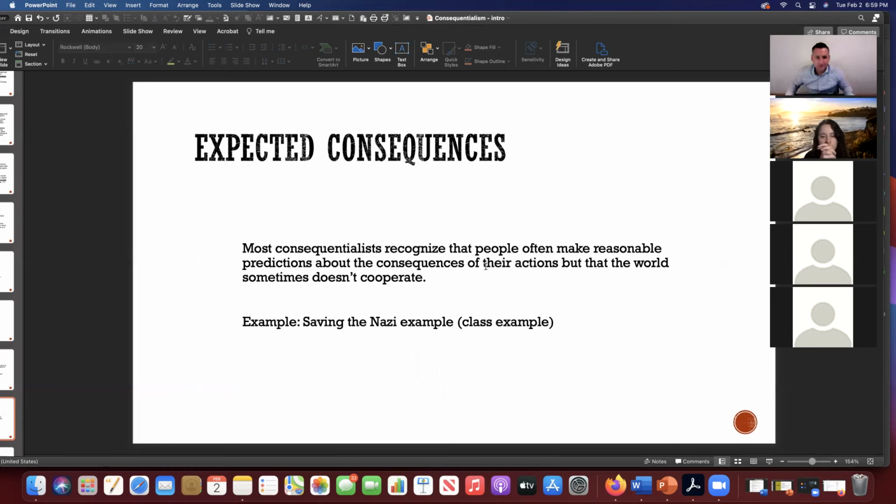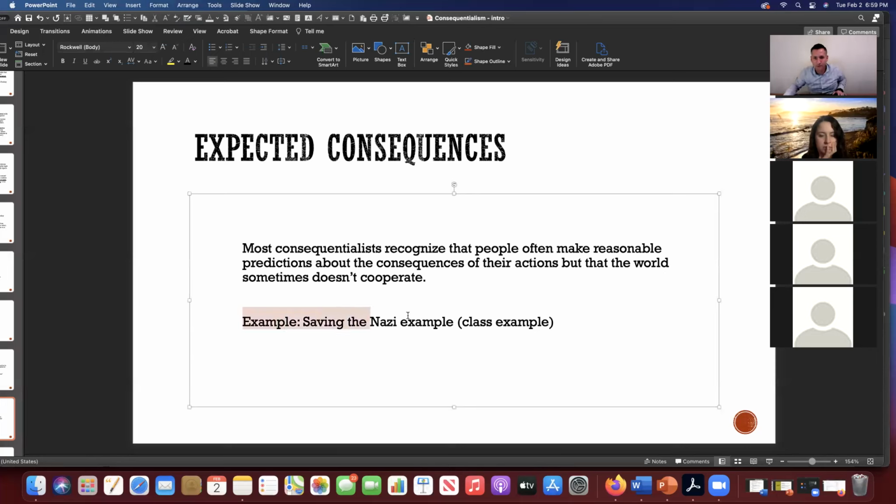So the consequentialists, they recognize that people often make reasonable predictions. They do all the necessary and reliable things to bring about good consequences, the overall good consequences, prior to their acting. But then for whatever reason, the world doesn't cooperate. So this is our class example, here's a saving the Nazi example, so this abstract stuff can be given some concreteness.